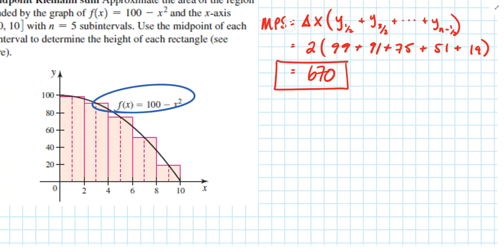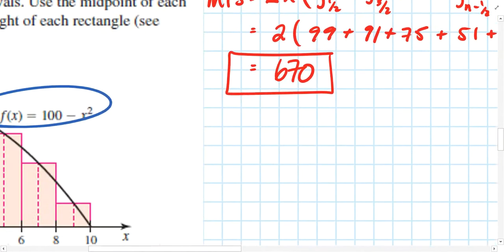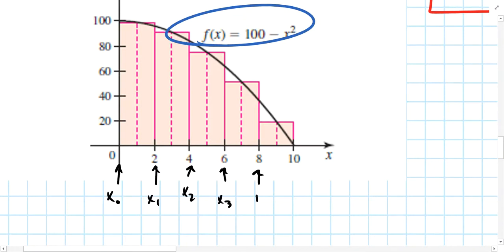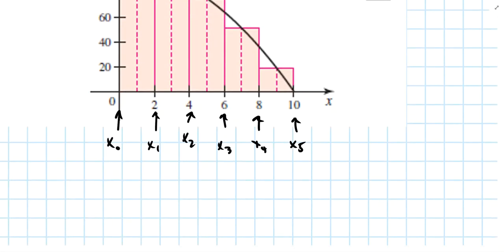And so as a reminder, the midpoint sum uses a delta x times a series of y values. And what I've noted here is that the y values occur at basically half intervals, not whole number or integer intervals, but half intervals. So if you recall, we called this position x0, x1, x2, 3, 4, and 5. For our 5 subintervals, that was indicated here.